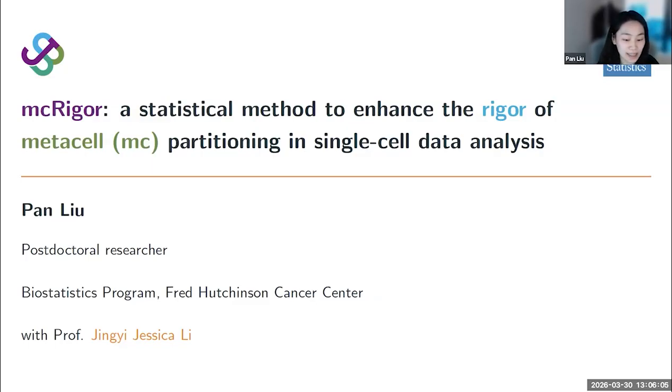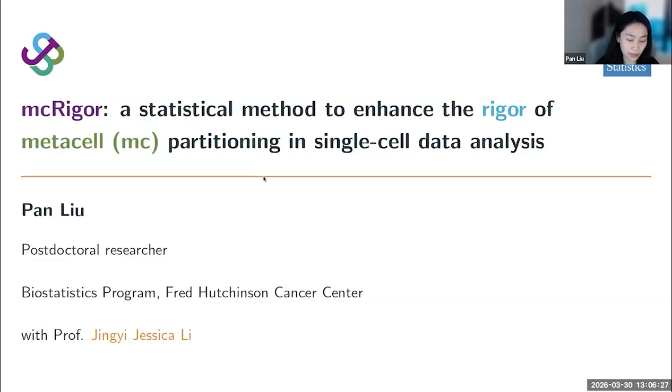My name is Pen, and I'm a postdoc at Fred Hutchinson Cancer Center working with Professor Jingyi Jessica Lee. Today, I would like to introduce a recent work of ours aimed at enhancing the rigor of metacell partitioning in single-cell data analysis. Our work is called mcRigor, where MC stands for metacell.